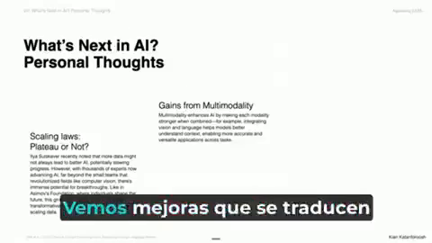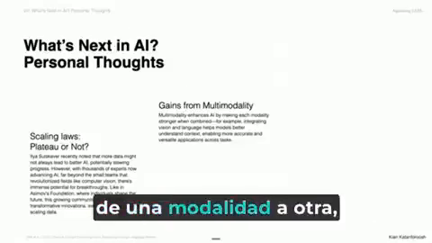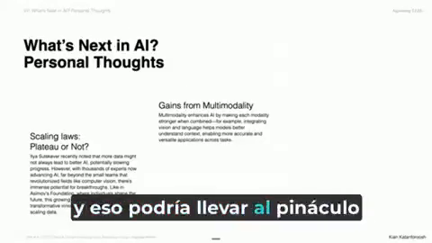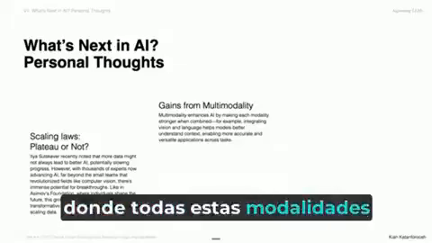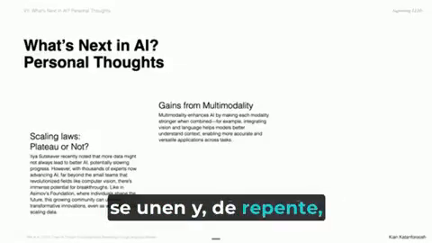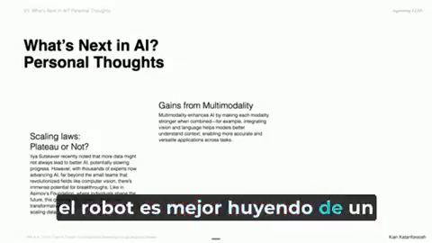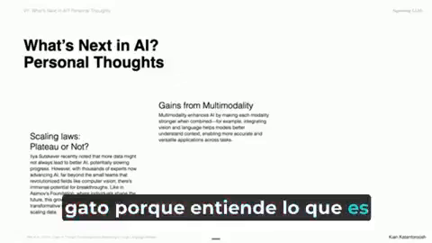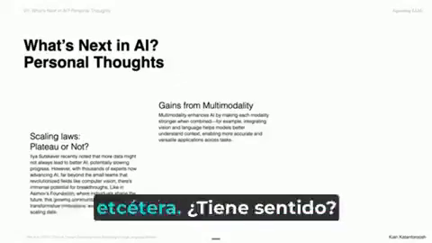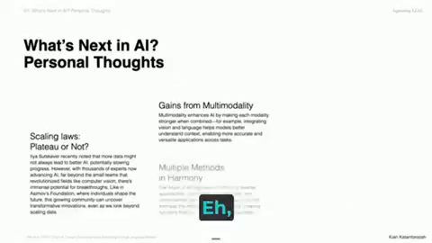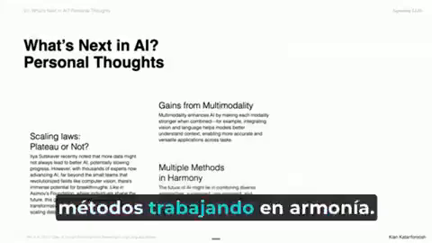Does that make sense? So we see gains that are translated from one modality to another, and that might lead to the pinnacle of robotics, where all these modalities come together, and suddenly the robot is better at running away from a cat because it understands what a cat is, how it sounds, what it looks like, etc. That makes sense? The other one is multiple methods working in harmony.